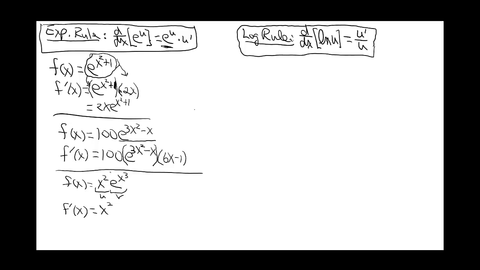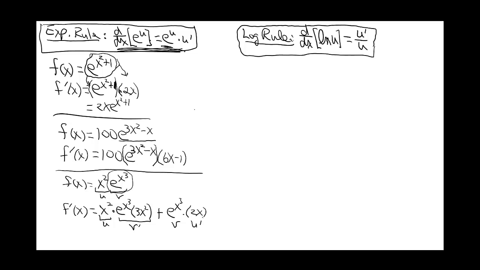Well, the second factor is this exponential, and then you go back to your exponential rule up here, which says you copy it down, e to the x cubed, and then you multiply it by the derivative of the exponent, which is 3x squared. So this is like the u in the product rule. This is like the v prime. Then you add and you reverse it, and you write down the second factor, the v, which is just e to the x cubed, and then you multiply by the derivative of the u, which is the 2x.